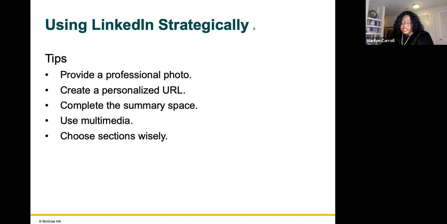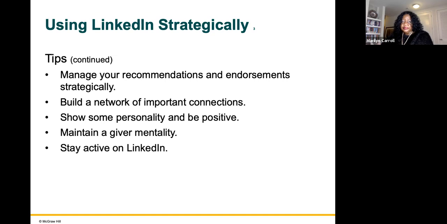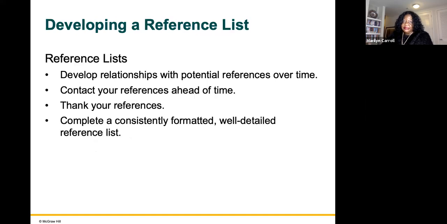Create a personalized URL. Complete the summary space. Use multimedia and choose sections wisely. Manage your recommendations and endorsements strategically. Build a network of important connections. Show some personality and be positive, guys. Maintain a giver mentality and stay active on LinkedIn. I'm there every day.